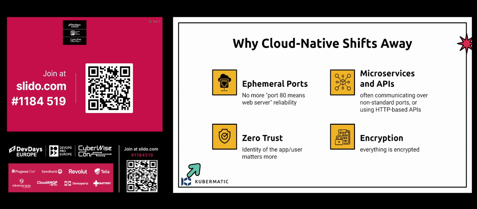So basically what we move to is zero trust. We don't care anymore what port something is running on. We care who wants to access what. So we need to identify all of the different parts. Also, everything needs to be encrypted. Any traffic that goes anywhere needs to be encrypted.